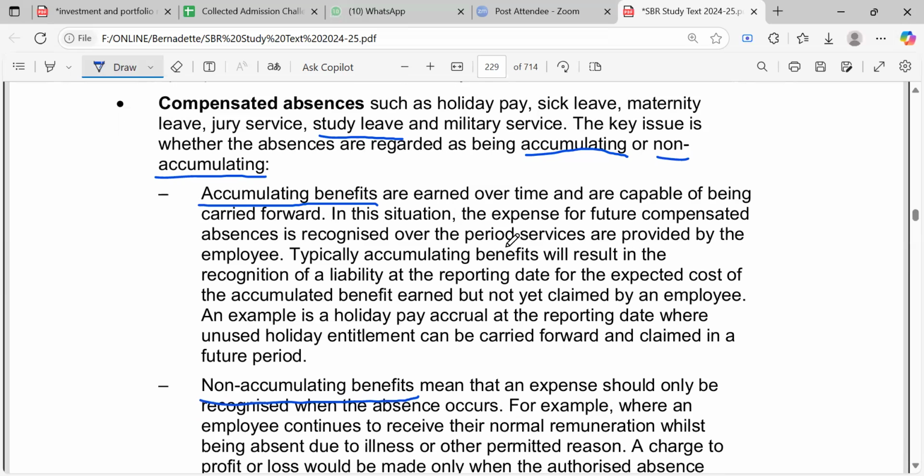In this situation, the expense for future compensated absences is recognized over the period services are provided by the employees. Typically, accumulating benefits will result in recognition of a liability, right? At the reporting date for the expected cost of the reported benefit. You are the company. You know that, okay, we have to pay someone maybe 2 million, right? And maybe the person just hasn't come to claim that. So it's our obligation. We have to pay. So you can recognize it in the books, right?